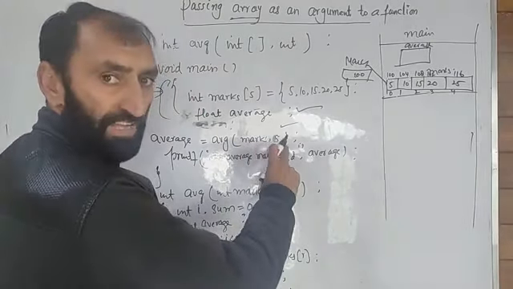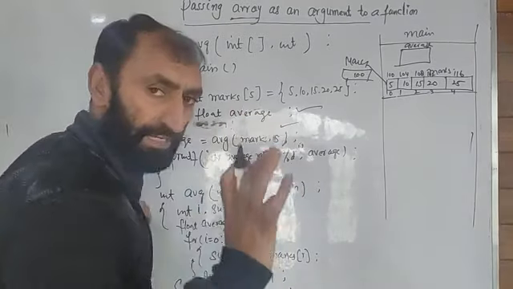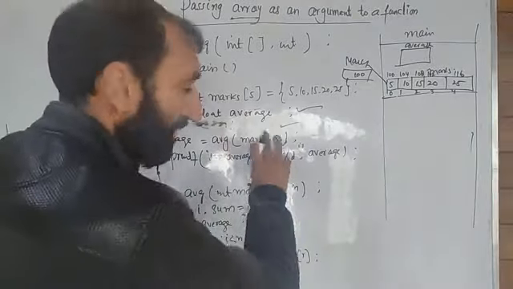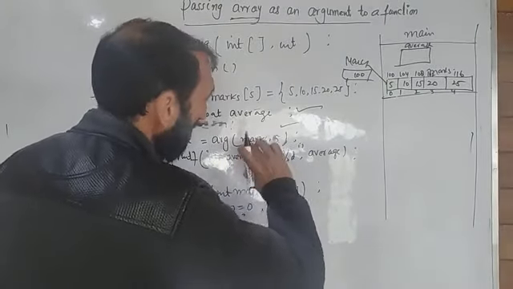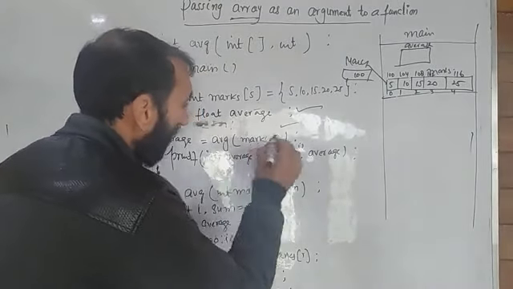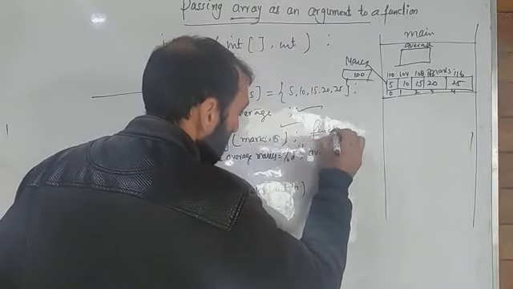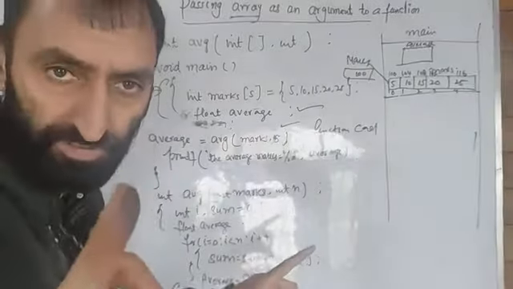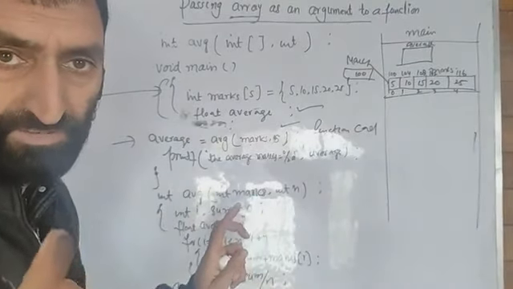Average marks 5, because I want to calculate the average marks of 5 students. That means the total number of students is 5. What is marks? Here I am going to make a function call. In this function call I am passing 2 arguments.